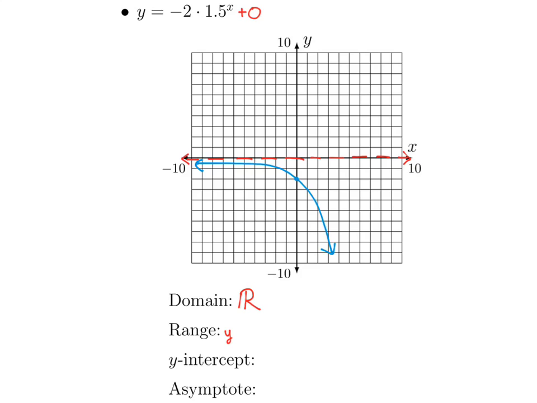and then start writing things like the domain, which is all real numbers. It will always be all real numbers. The range is y less than 0. The y-intercept is 0, negative 2. And the asymptote is y equals 0. That's because it didn't move up or down at all.